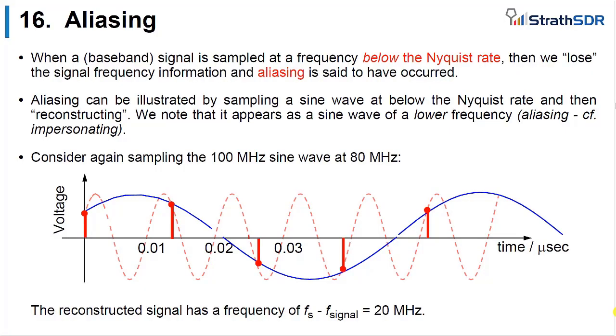So aliasing then. Aliasing appears to be an issue, but let's try and turn it into a feature. Here's the example from before. We've sampled the 100 megahertz sine wave at 80 megahertz. If I reconstruct what I've created in my digital system, the blue signal I can see is a sine wave, but it's at the wrong frequency. In fact, it's at 20 megahertz. So the 100 megahertz, when sampled at 80, has aliased down to 20. And of course, that's apparently wrong. It's also nonlinear as well.